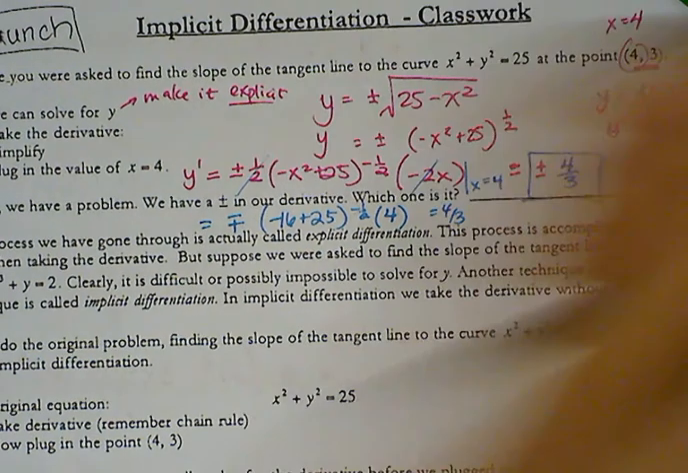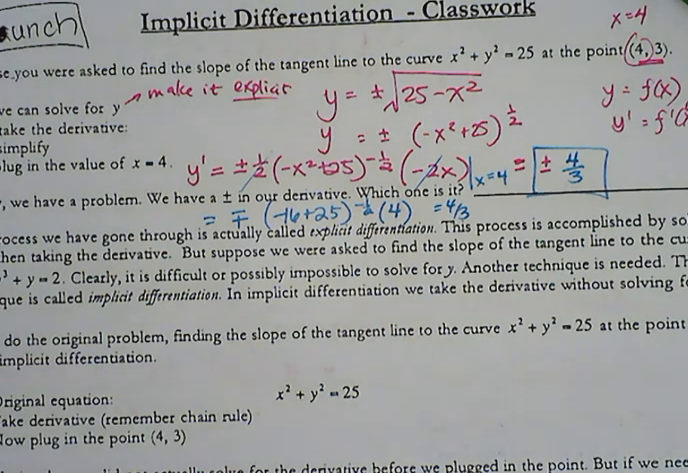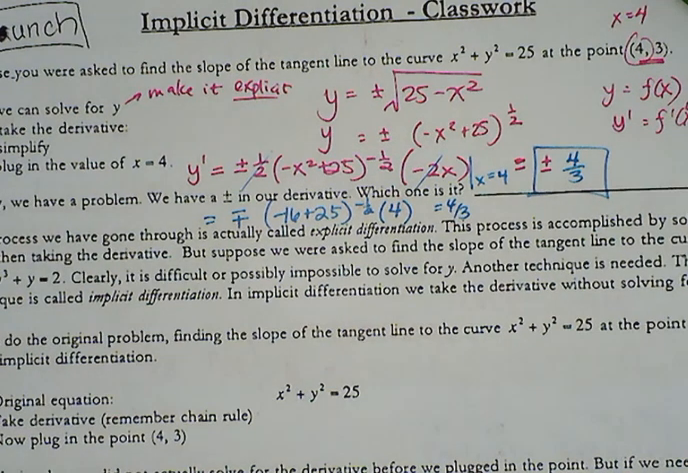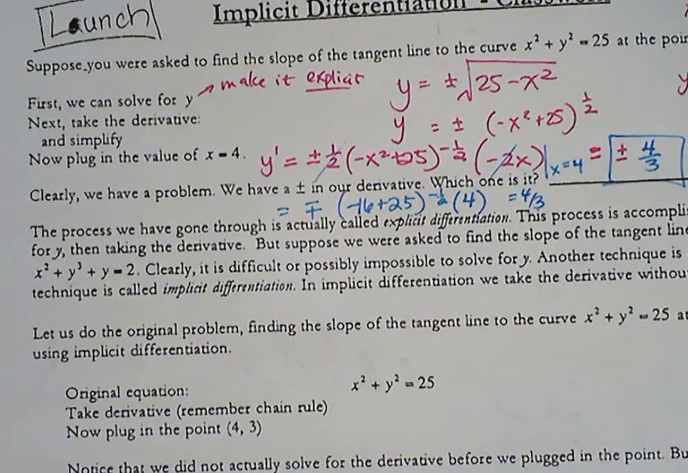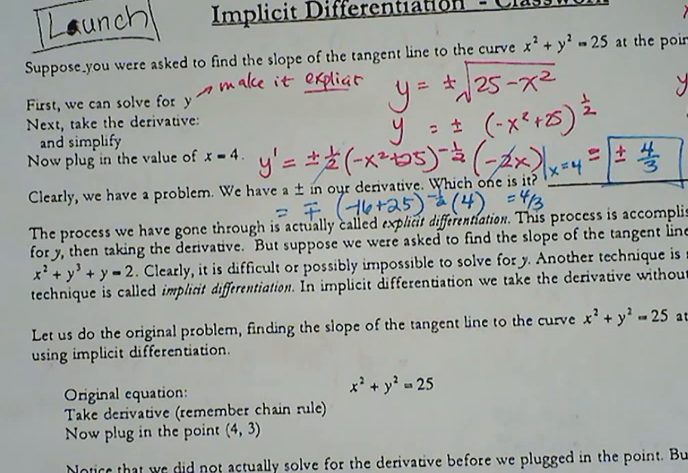Okay. Now this is not implicit differentiation. This is doing it the hard way. This is doing it by making it explicit first. Oh, but clearly we have a problem. Now we have a plus or minus in our derivative. Which one is it? Okay, how do we know which one to take?